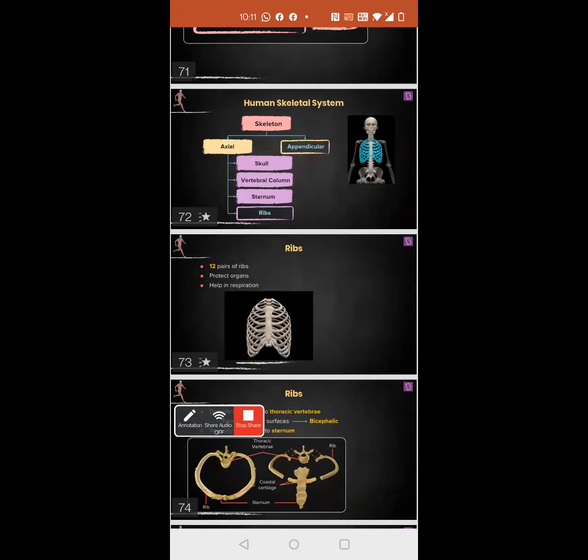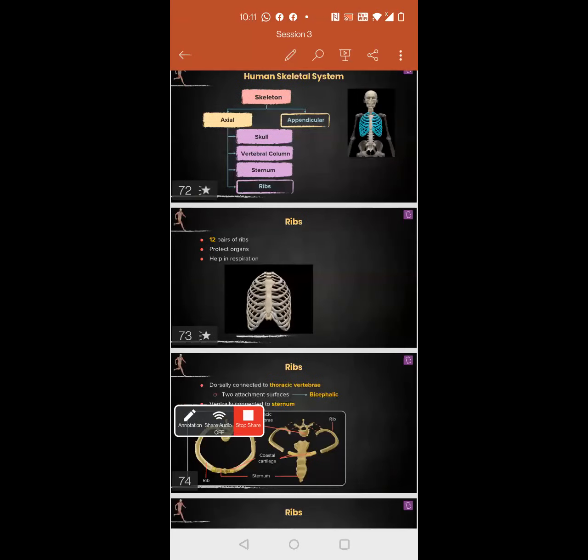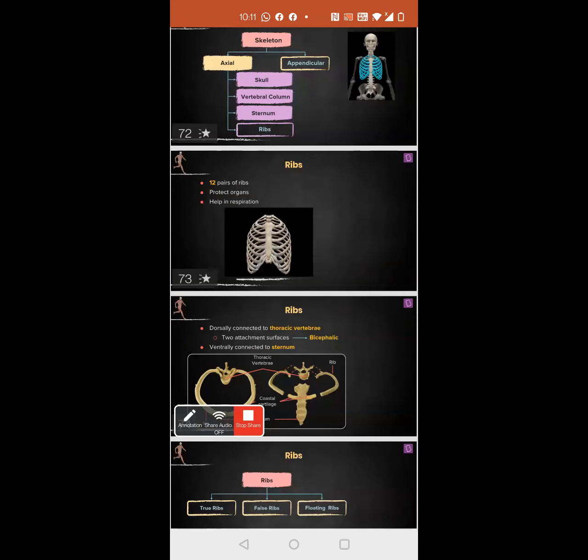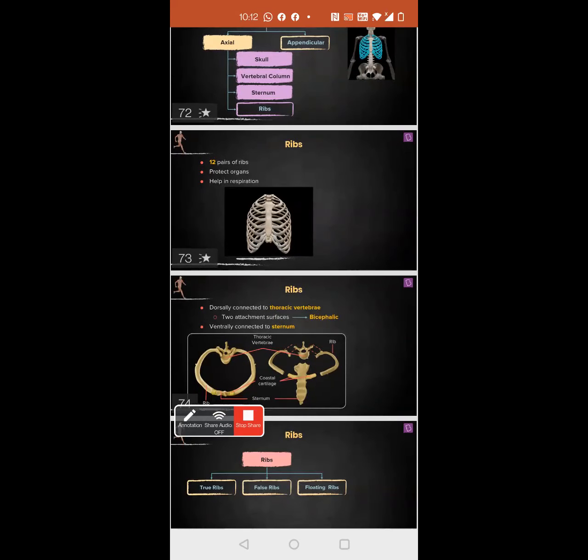Even though the sternum looks partitioned, it is still a single bone. The last one is the ribs. There are 12 pairs of ribs, 24 ribs. All the ribs are attached at the back to the vertebral column and at the front to the sternum. But based on how they are attached at the front, you have different types of ribs. A true rib is properly attached. A false rib is not properly attached, and a floating rib is not attached.